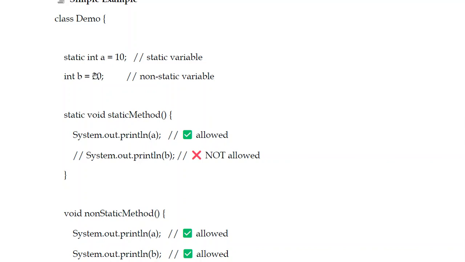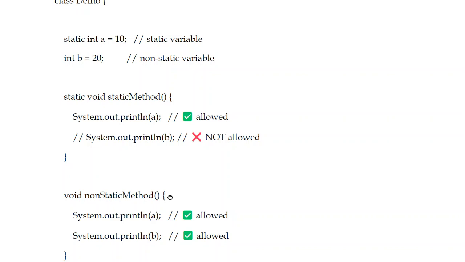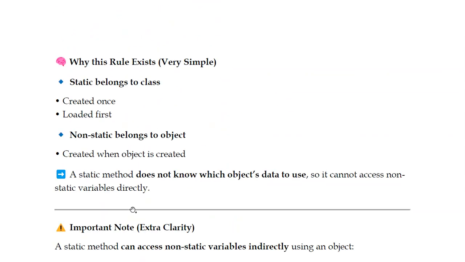Okay, B means it is unknown to this static method, but A means it is known because it belongs to the static variable. But a non-static method, so both are allowed. Okay, because you can access the static method and also the static variable, and also the non-static variable. It won't worry about it, whoever, I can access by the help of the object. Okay, so it is able to support it.